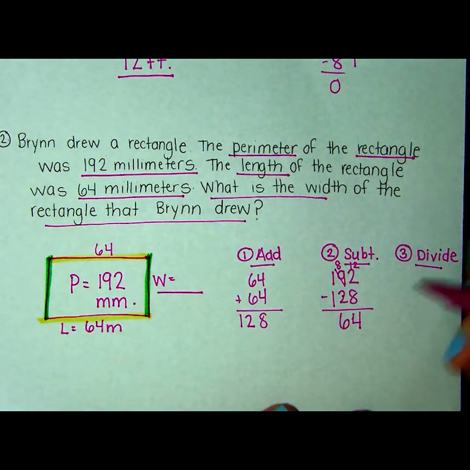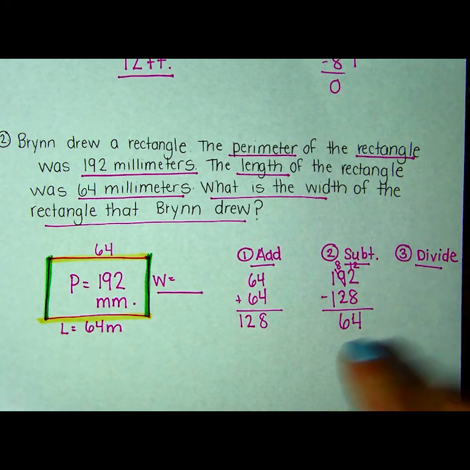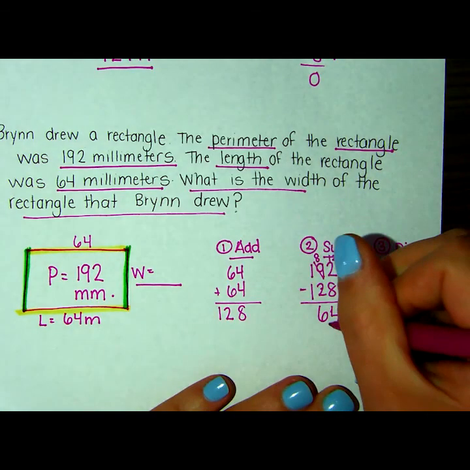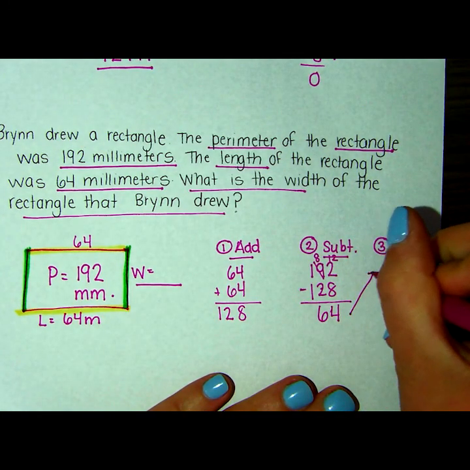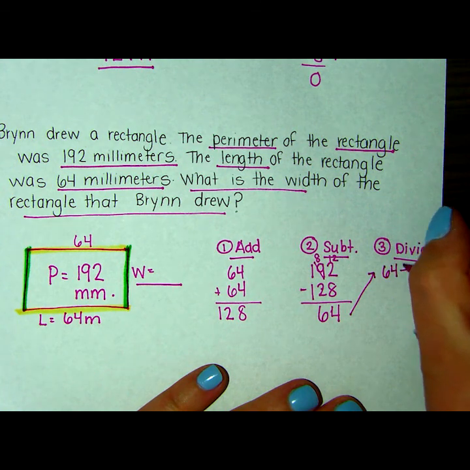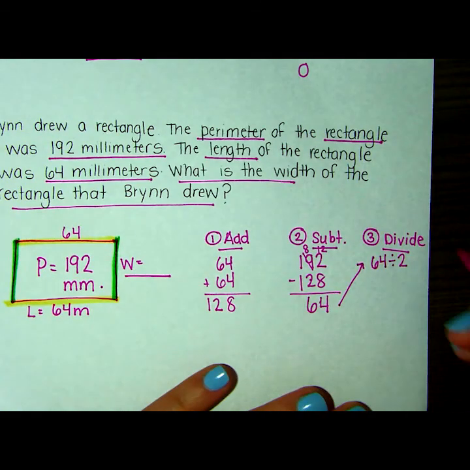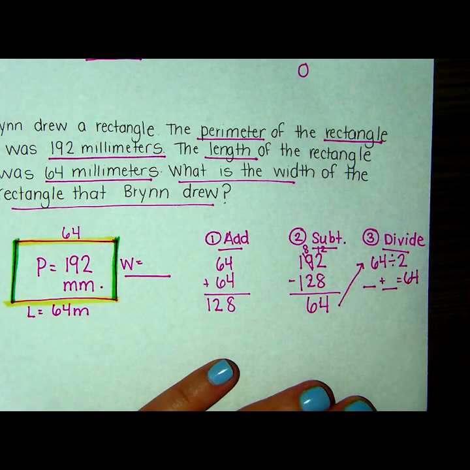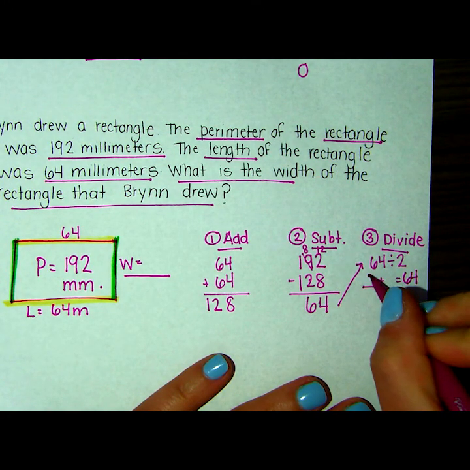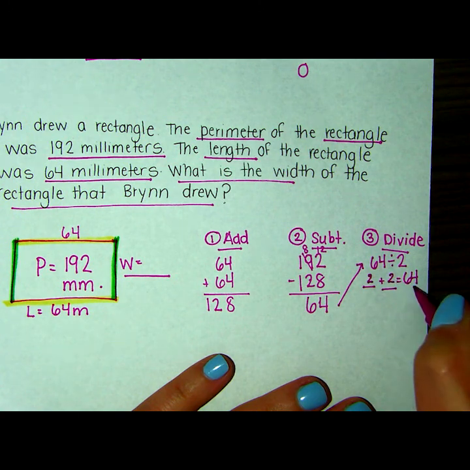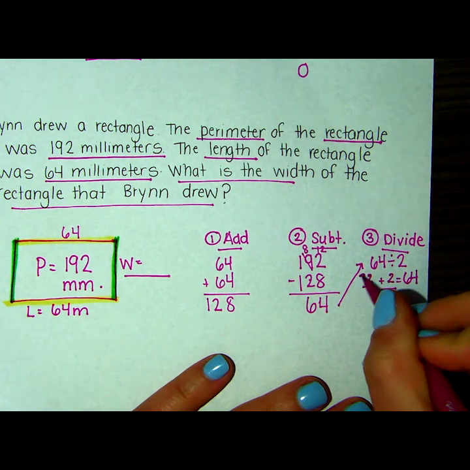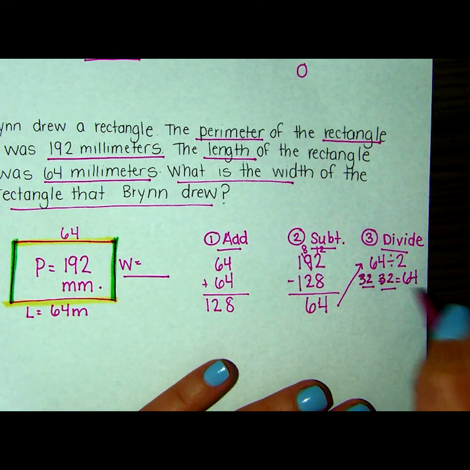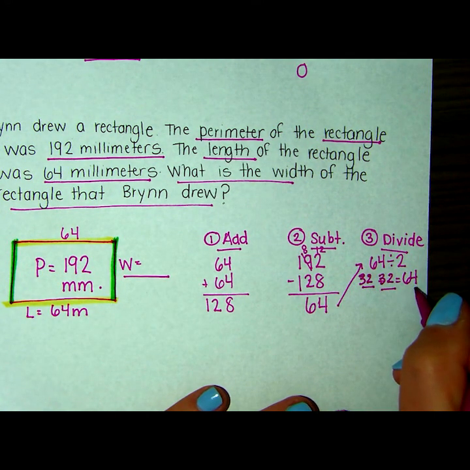I need to cut this amount in half to figure out the width of each side. So take your total here, now bring it up, 64 divided by 2. Well, what number plus what number will give me a total of 64? Well, I know that a 2 and a 2 in the ones place would equal 4, and a 3 and a 3 in the tens place would equal 6. So 32 plus 32 then is equal to 64.